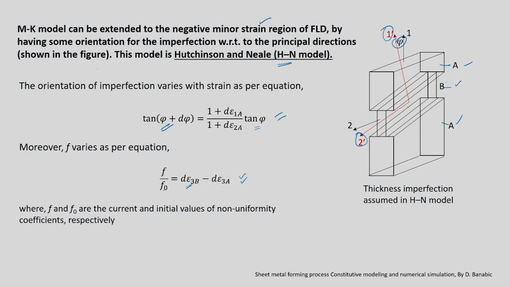So, what is f by f naught? f is your current value of the inhomogeneity factor, and f naught is your initial value of the inhomogeneity factor. This ratio actually depends on this particular one. Of course, one can apply a lot of theories, different sets of equations to it. Finally, you may get one simple model to calculate the forming limit curve on the left hand side also. One can refer to these books or other papers to get into it.